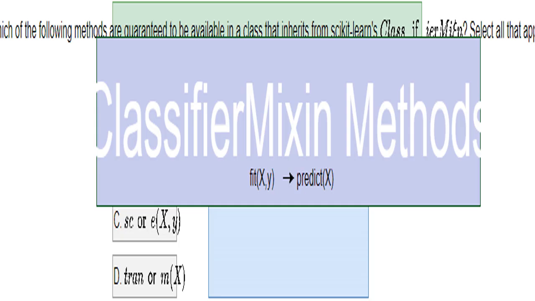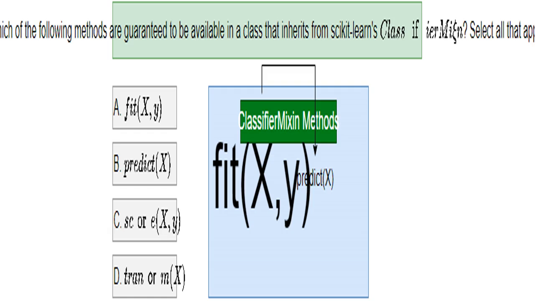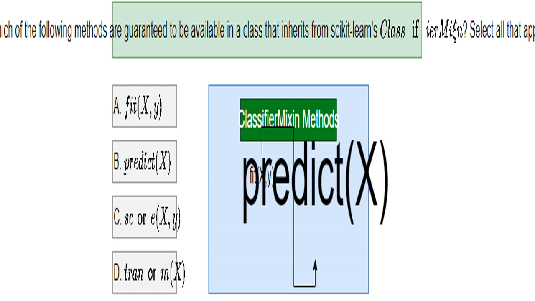I'm focusing on the core methods that any class inheriting from scikit-learn's ClassifierMixin must have. These methods define the essential behavior for a classifier. This method trains the classifier. You give it the input data, X, and corresponding labels or targets, y. And it learns the patterns to make predictions. Think of it as the learning phase. After training with fit, you use this to make predictions on new, unseen data, X. The classifier uses what it learned during the training to make educated guesses about the labels of the new data.